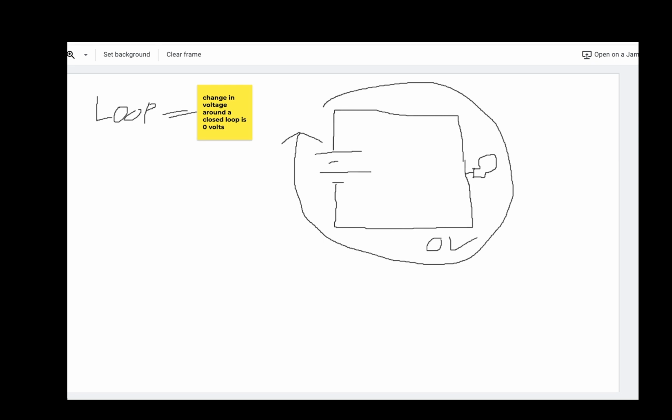Another example of a closed loop in a more complex circuit could be something like, got the battery right there, it's going like this. That's something there. We got one light bulb, and then here, we got another light bulb.